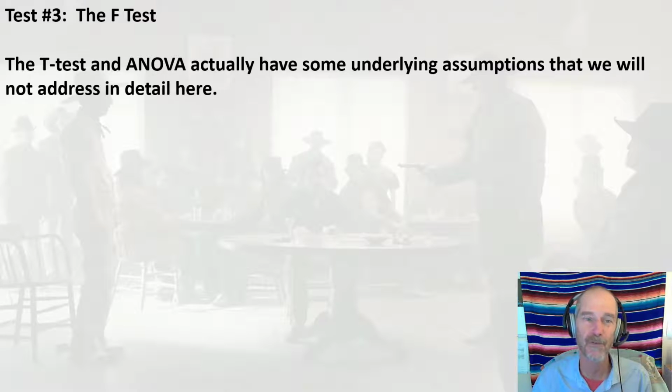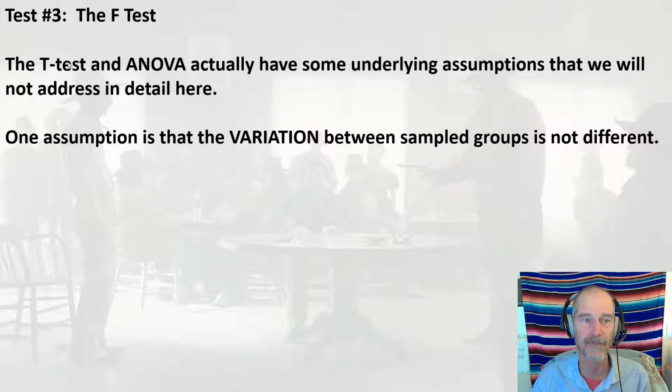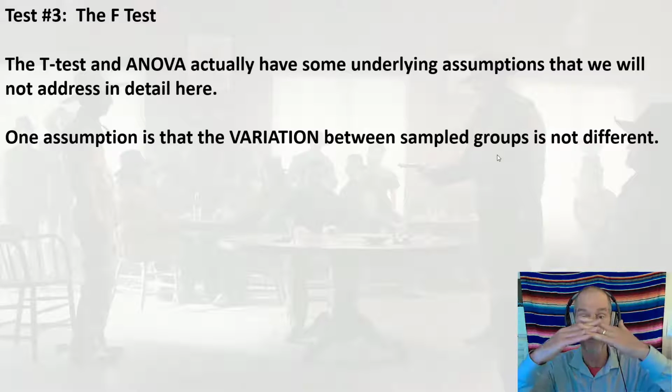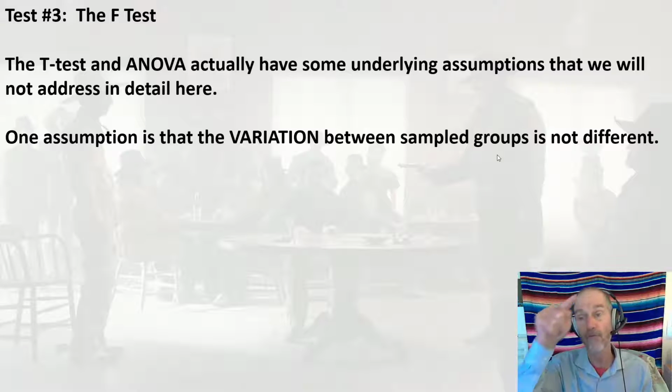But I do need to address one, which is the assumption of the t-test and the ANOVA that the variation between the sampled groups is not different. Another assumption is that the data is distributed like on a bell curve, parametrically. It's normal distribution. That's not always true, and there's a test for that. Don't worry about it. But in the bell curve, the variation might be very little, and so your bell curve goes zoop, zoop, like that. Or the variation might be quite large and go whoop.